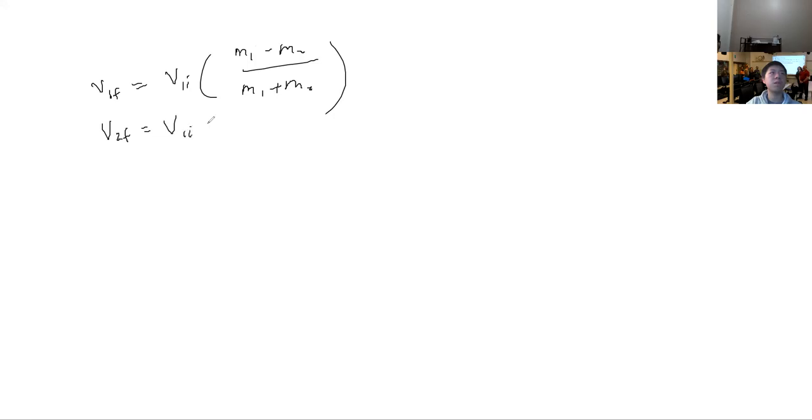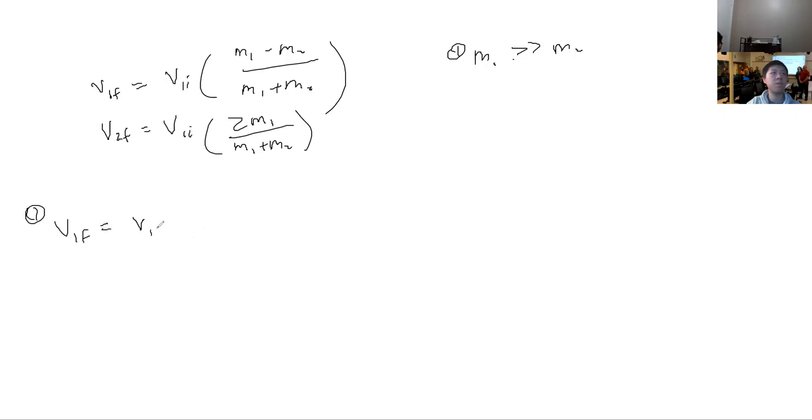It didn't save my whiteboard. Great. This will be in the lecture notes, like I said. You guys can take a look later. But so we said that V1f is equal to V1i times M1 minus M2 over M1 plus M2, right? And then V2f is equal to V1i times 2 M1 over M1 plus M2.